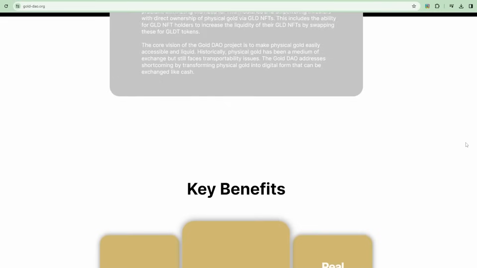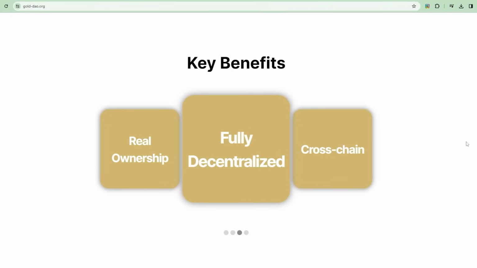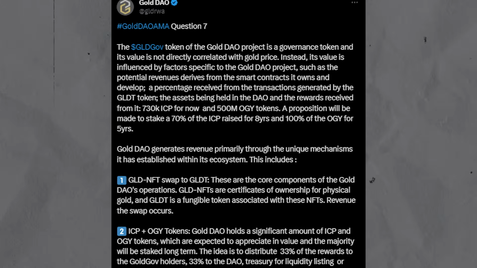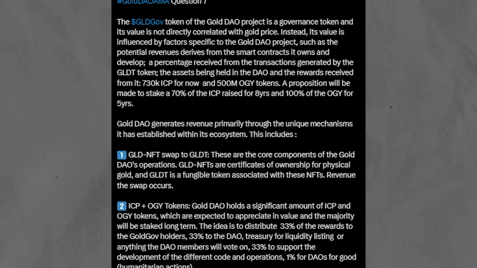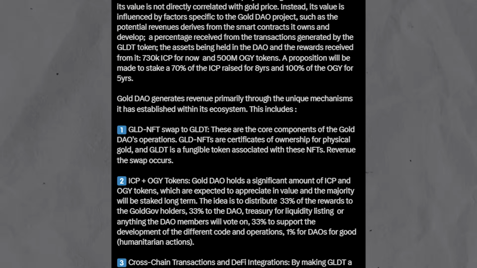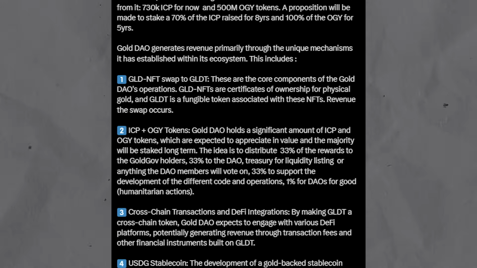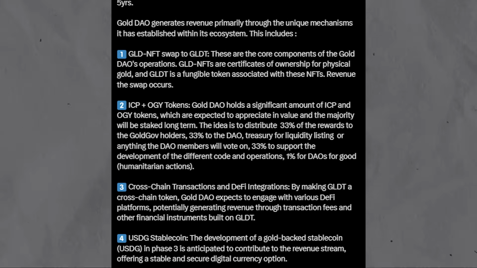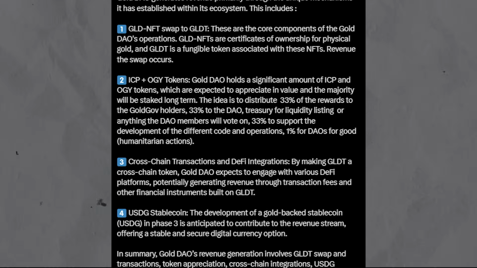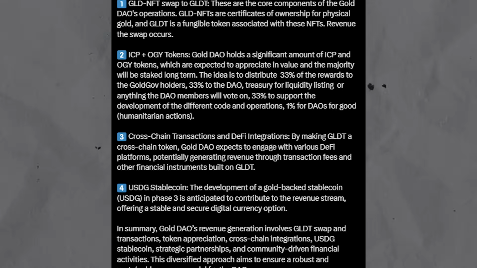The GoldDAO team has been very active and in close communication with the ICP community, and one of the questions that caught my attention was related to the ways GoldDAO will generate revenue. The team responded in great detail, and I recommend you go and check all of the questions and answers, as that will give you a better insight into the team's vision and plans.